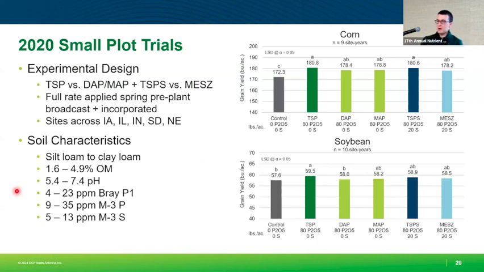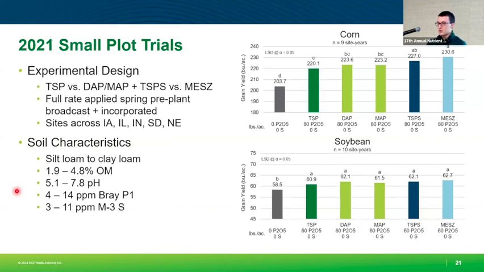When we look at the response, this was in 2020 across 9 site years in corn and 10 site years in soybean. We do see a response in corn to the application of phosphate fertilizer. No significant difference between the superphosphate and the ammoniated phosphate, and again no significant difference between the sulfur-enhanced superphosphate and the ammoniated phosphate that's been sulfur-enhanced. I should just mention these sites are in Iowa, Illinois, Indiana, South Dakota, and Nebraska, and that's pretty common across the 3 years of data that we're going to look at.